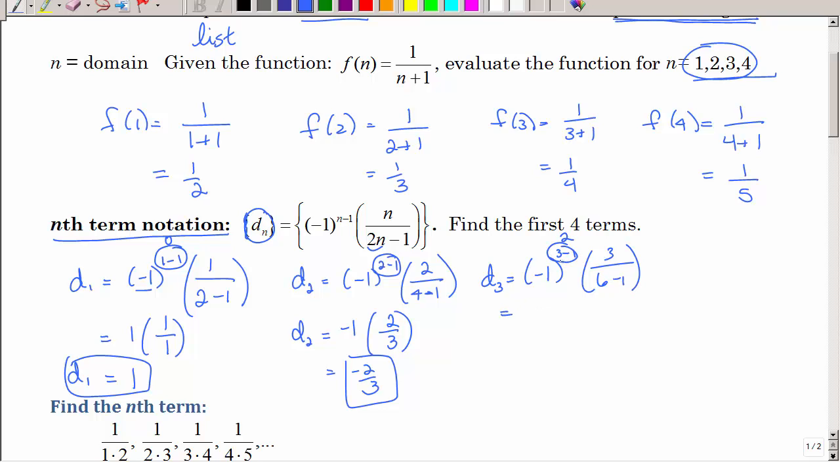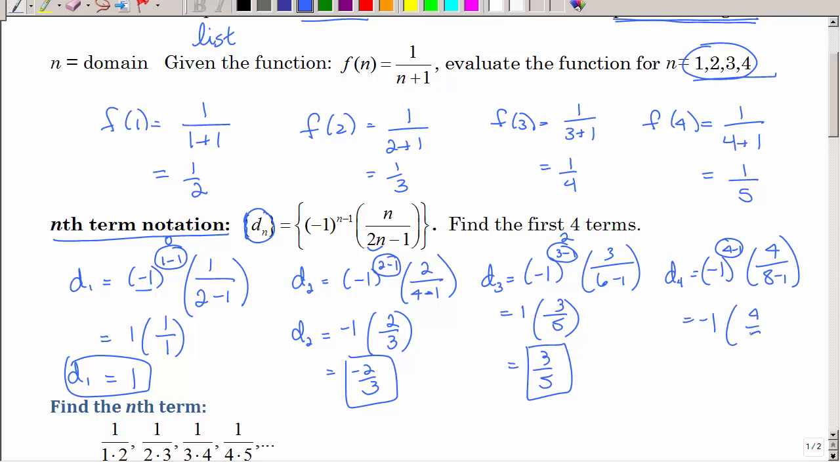That's going to be to the second power. A negative raised to an even power is positive, so that's +3/5. So our next term is positive. Let's just do the last one. That exponent's now odd, so we have negative 4/7.